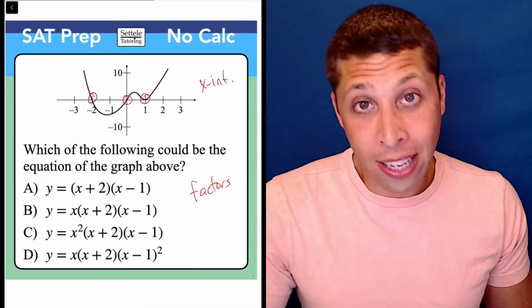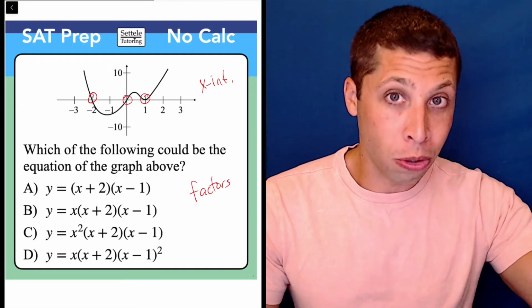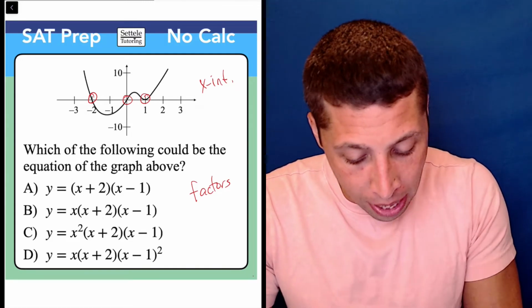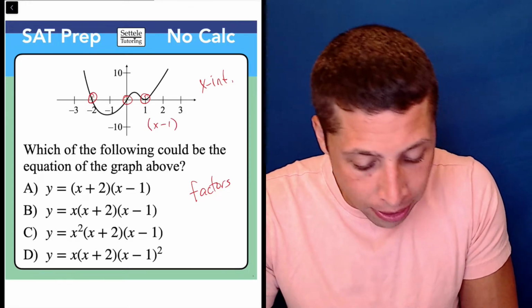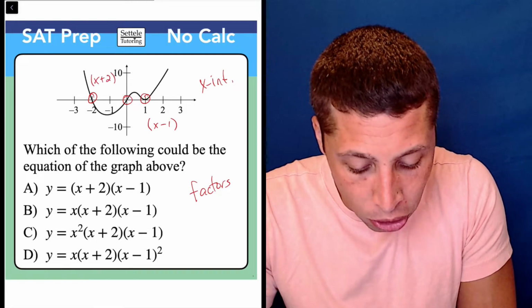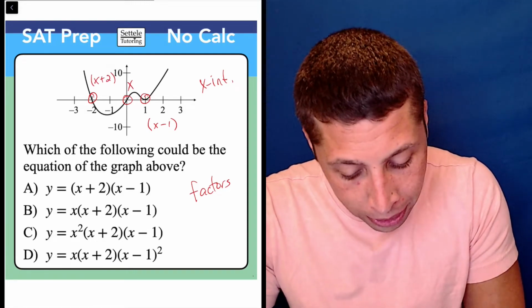And so the x-intercepts are going to produce or come from factors that look like this. The 1 would come from an x minus 1, the -2 would come from an x plus 2, and the 0 would just come from a plain old x.